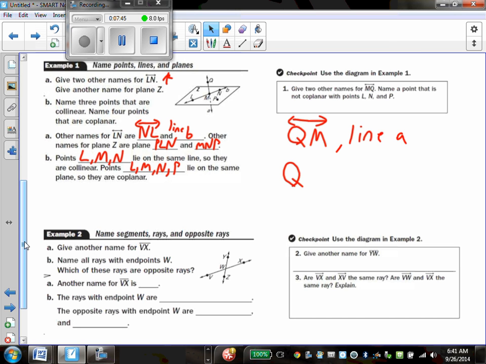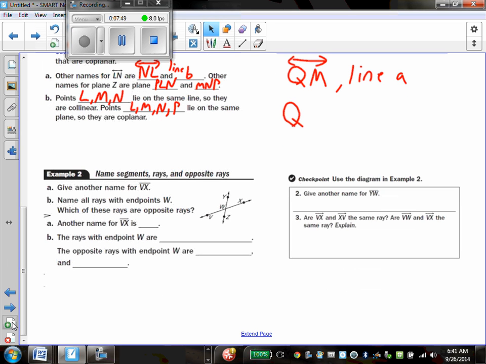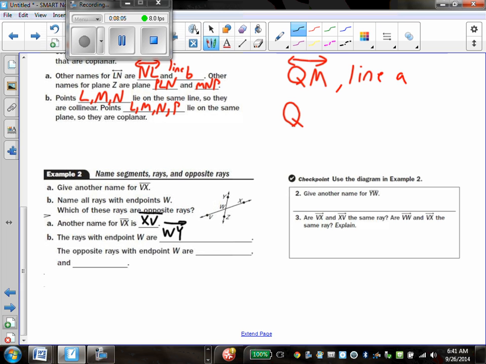All right, last section of this sheet. Give another name for line segment VX. Well, remember that with line segments, it's always safe to just switch the letters, as long as it's not a ray, so XV is fine. The rays with endpoint W, so we have WY, there's the ray symbol, WV, WZ, and WX.